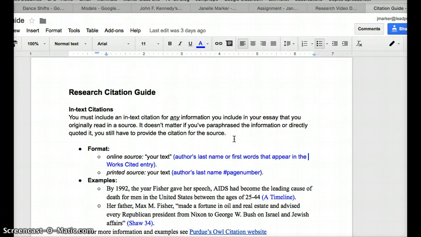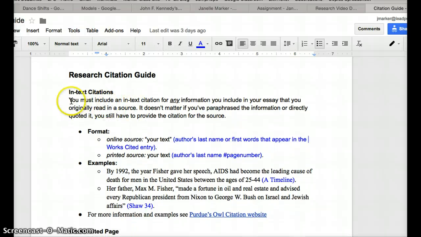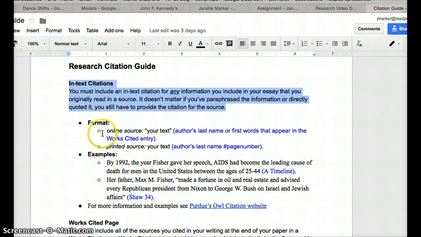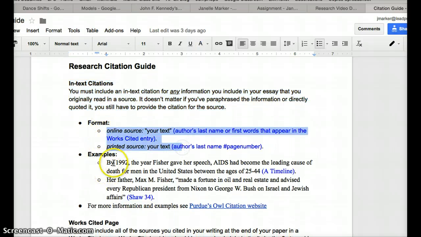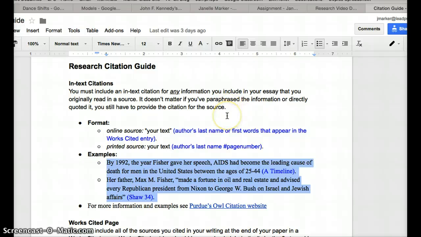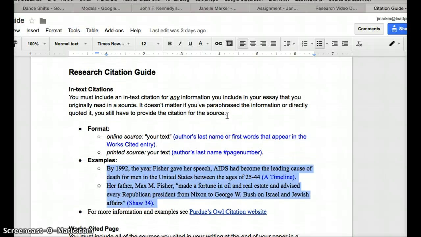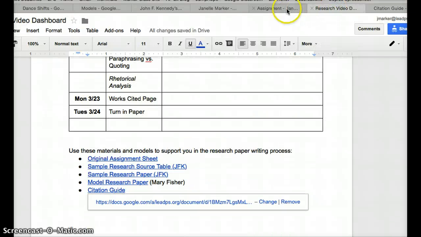It'll open up a document that looks like this. And this has all that you need to know about in-text citations, and then also what the format is for them, and some examples, and then a really helpful website that you can click on and find out more about how to specifically do some citations that might be confusing to you. So let me demo how I'm going to do this.